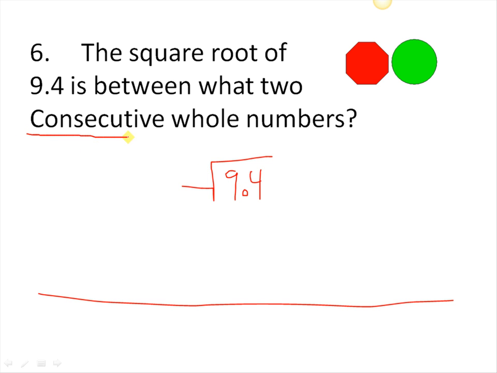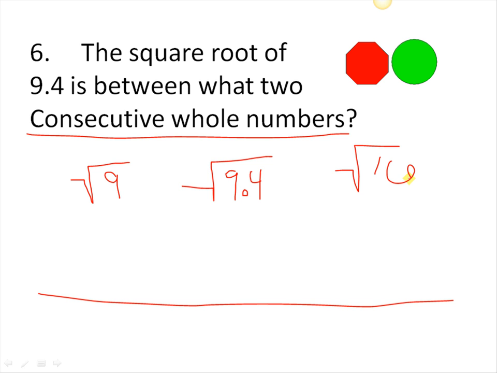Well, consecutive whole numbers, what are those? Those are just things like 6 and 7 or 11 and 12. It's two whole numbers that come next to each other on the number line. So we take a look at this and we say the square root of 9 and the square root of 16.